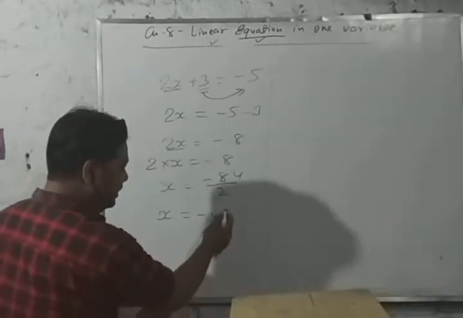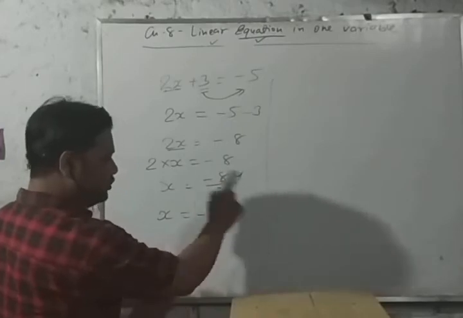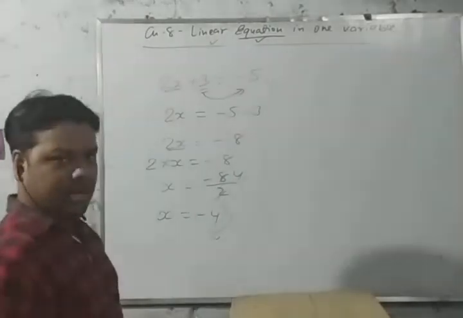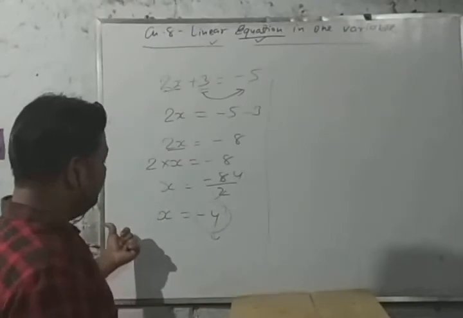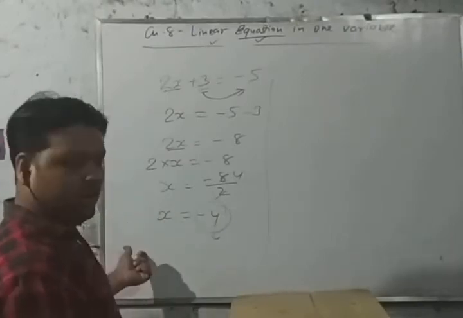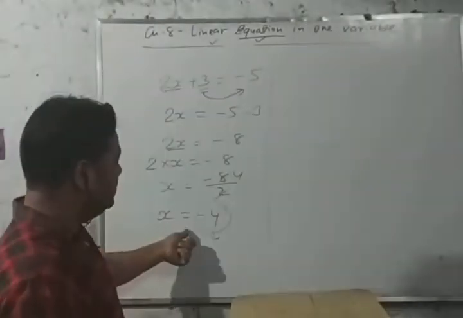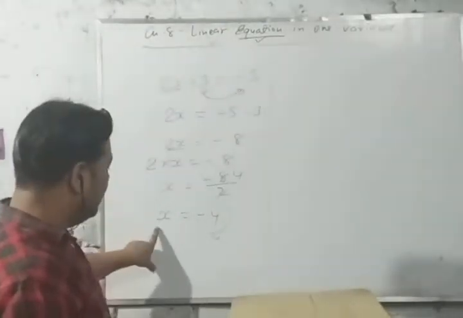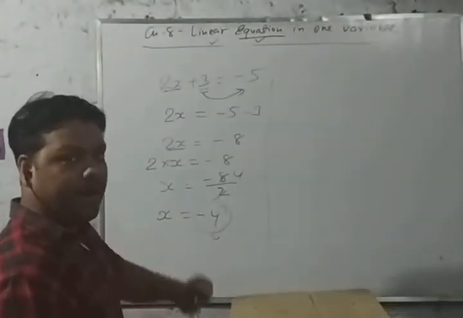So we can say that always keep the constant term on the right hand side of the equal sign, and always keep the variable on the left hand side of the equal sign. So we can say that x is equal to minus 4. That is the variable, the value of the variable is minus 4.